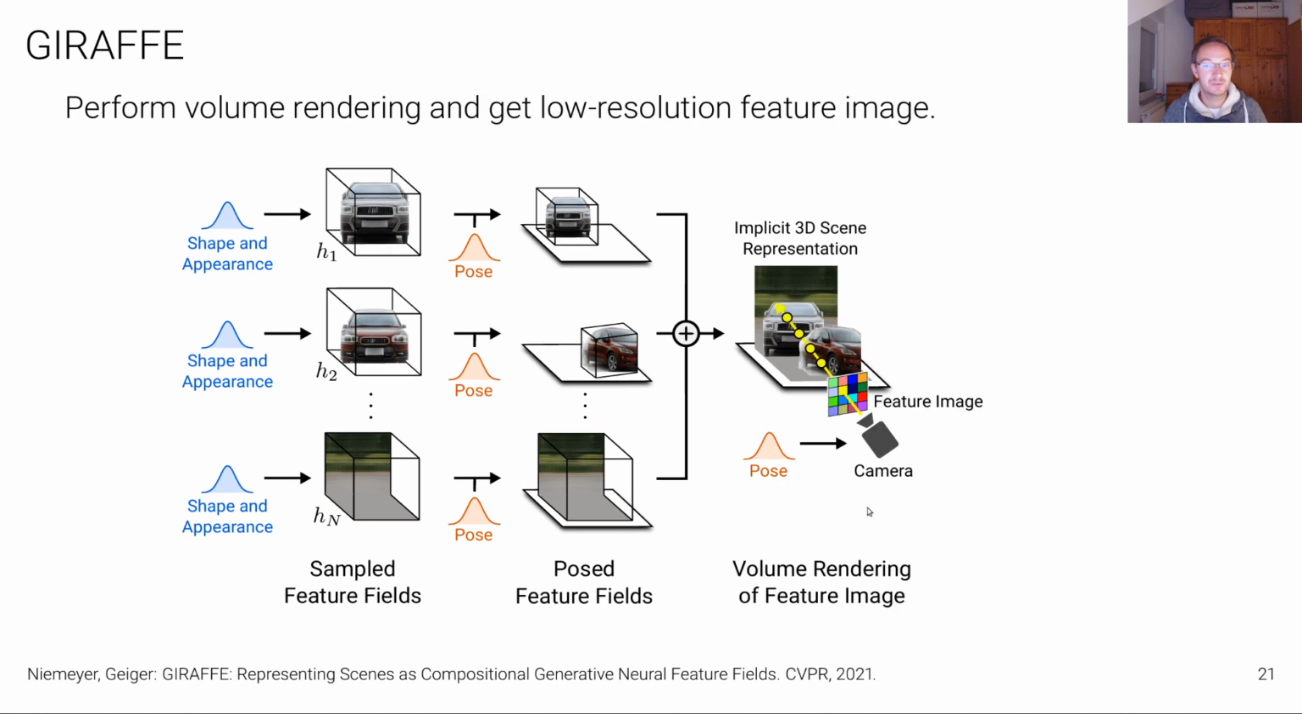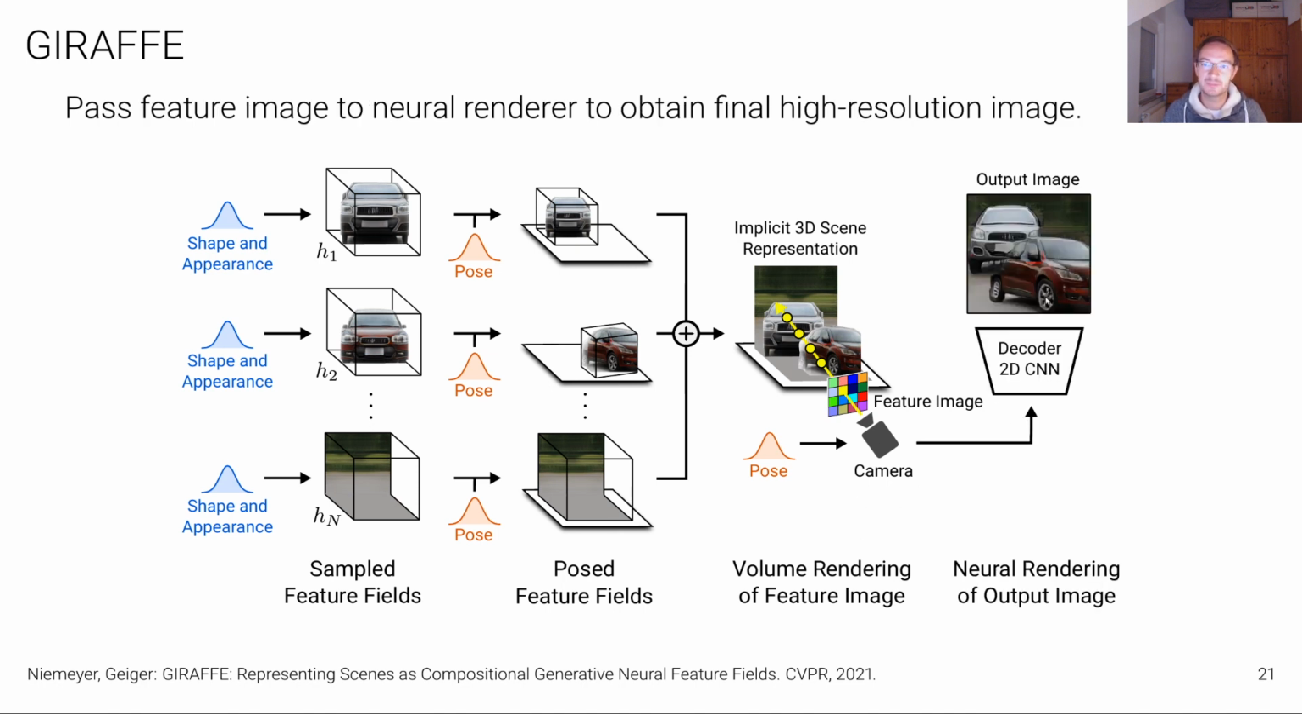Then we sample a camera pose, we render the low resolution feature image, and then we upsample that feature image using a 2D decoder, using this neural renderer, to a final high resolution image. And of course, that's only possible because we have rendered features here, which comprise more information, where the model can leverage these additional channels to upsample to higher resolutions here.